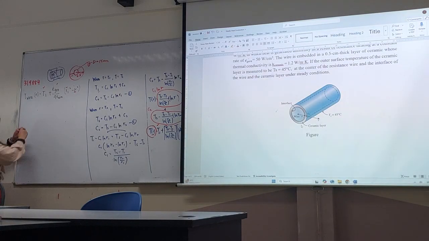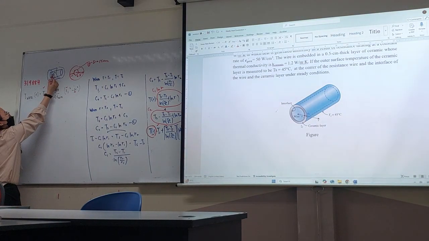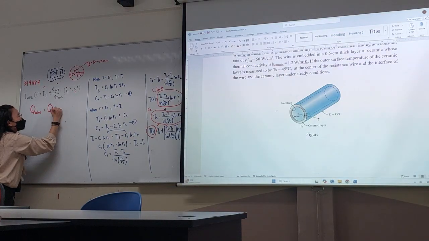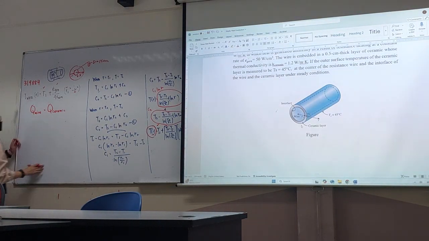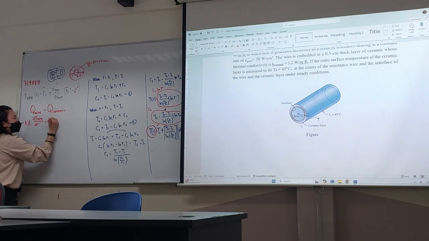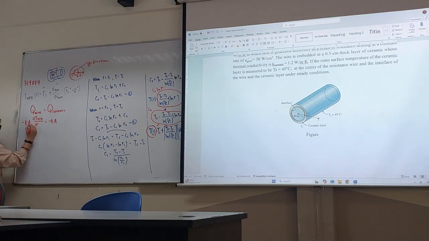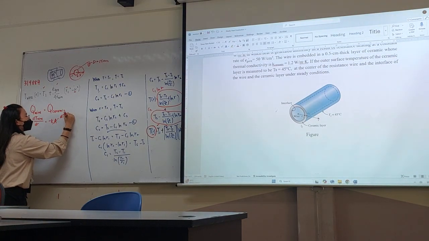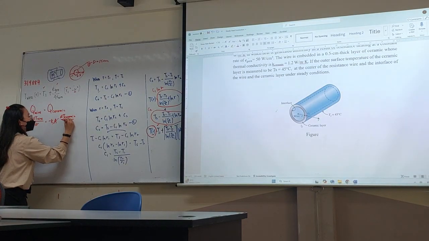Okay, so at the interface here, it's actually the Q value for the wire equals the Q for the ceramic. So negative K A dT wire over dr equals negative K A dT ceramic over dr. We assume the cross-sectional areas are the same, so the area can cancel out.